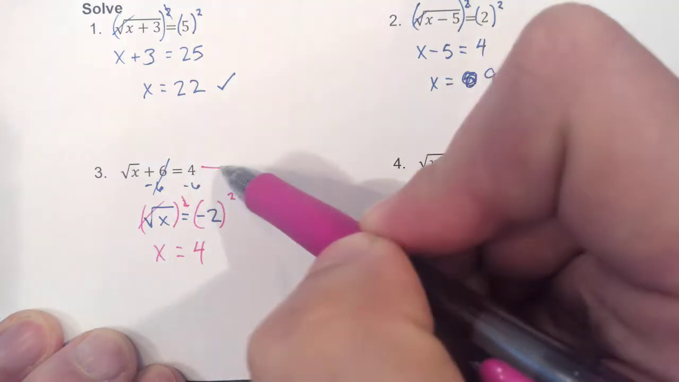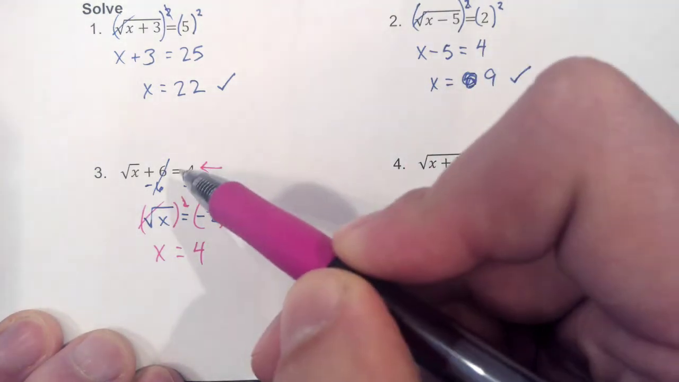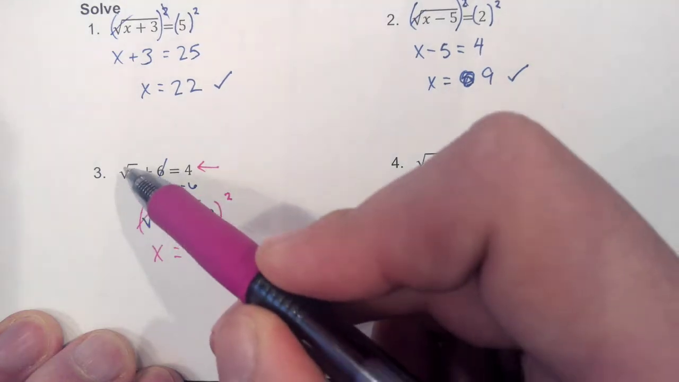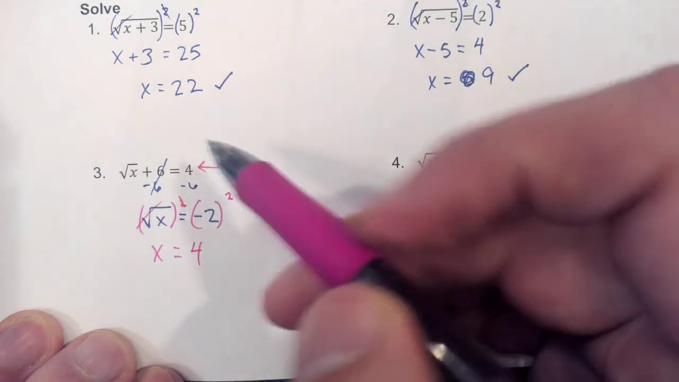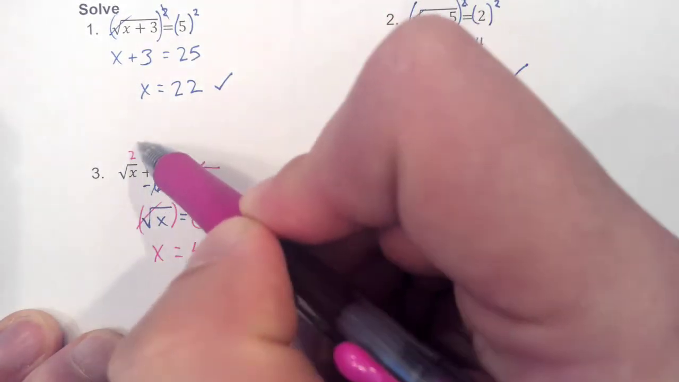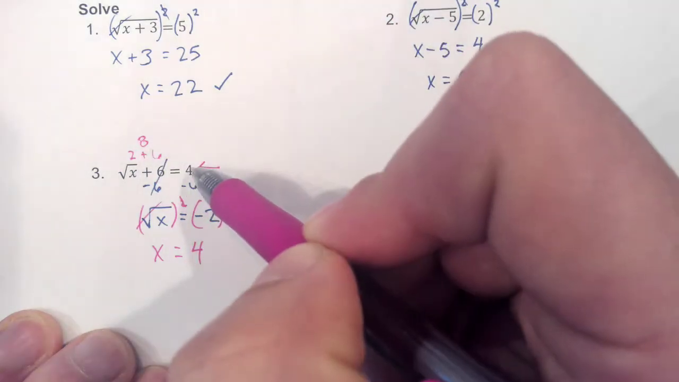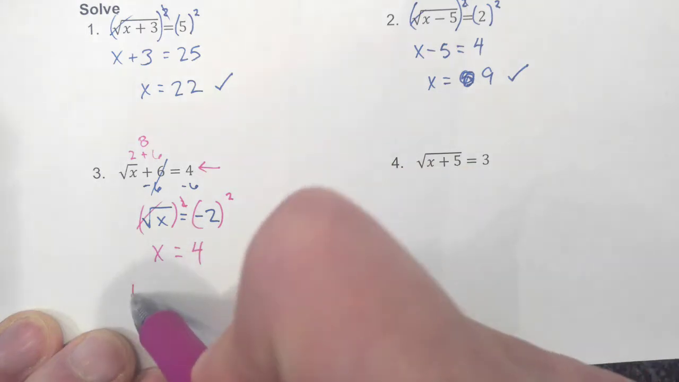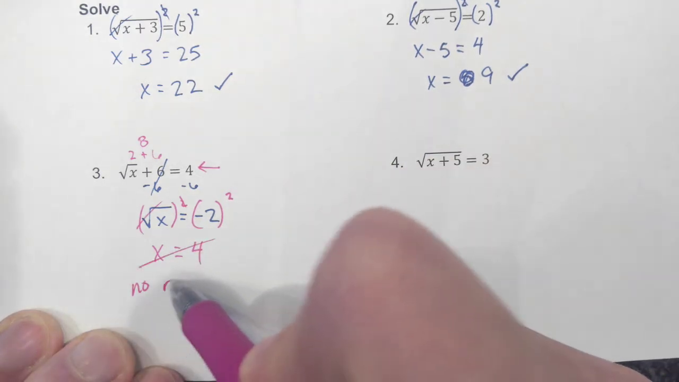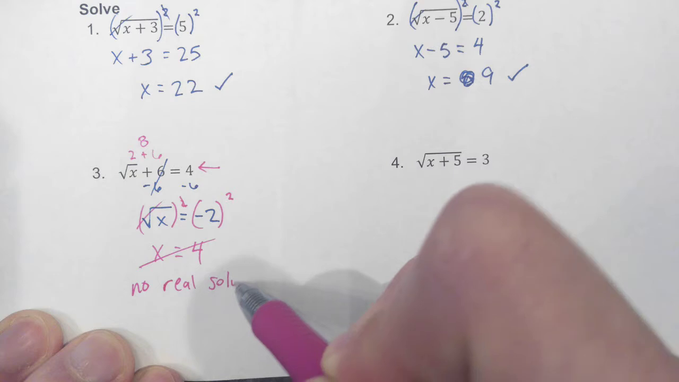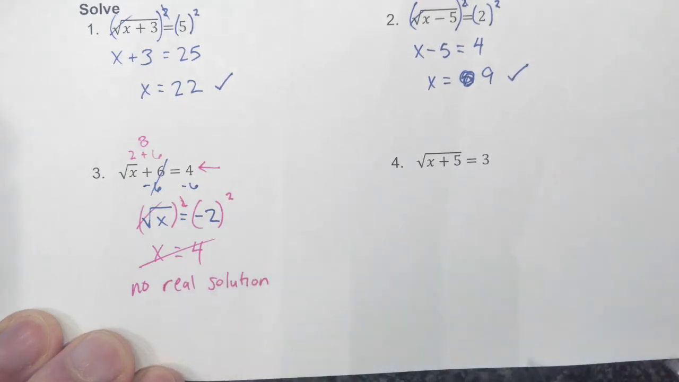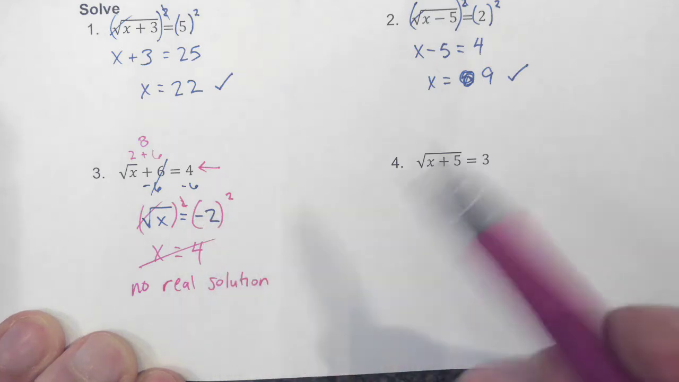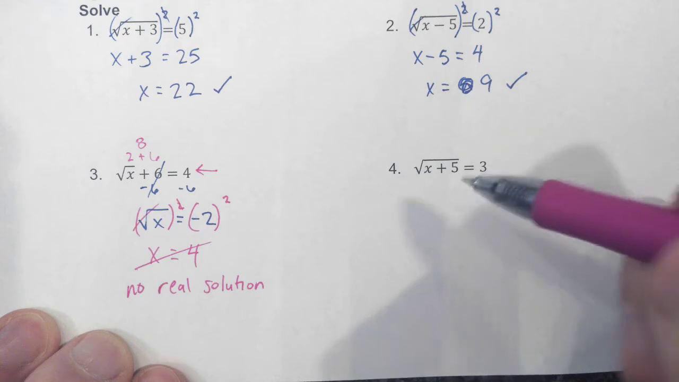So now we go back to the original equation. Do not go here. Go to the original equation. What is the square root of 4? That would be 2. What's 2 plus 6? That's 8. It's supposed to be 4. This one did not work. So since it did not work, there is no real solution. And that happens sometimes. Just always check your solution on these problems.